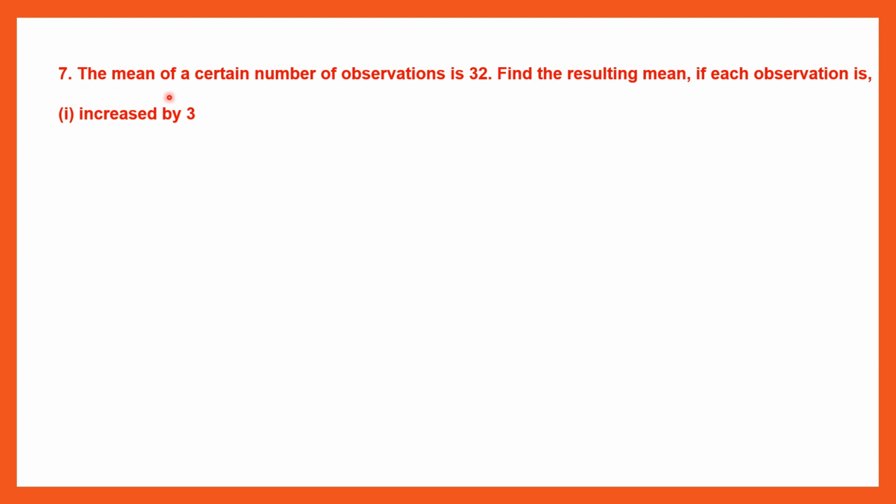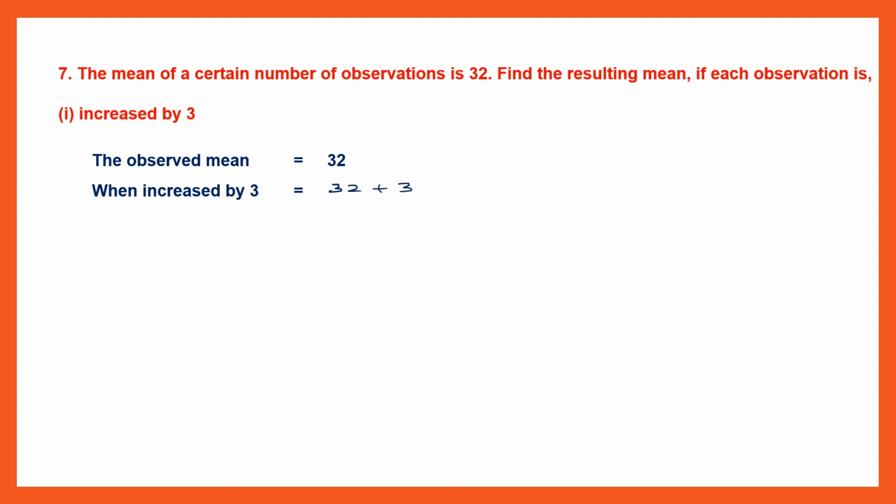Question 7. The mean of a certain number of observations is 32. Find the resulting mean, that means the new mean, if each observation is increased by 3. This is the first one. So you already have a certain number, the mean of observations. Now if we increase this by 3, what will be the resulting mean or the final mean? So the observed mean given to us already is 32. When it is increased by 3 means you simply have to add 3 to this. So 32 plus 3.